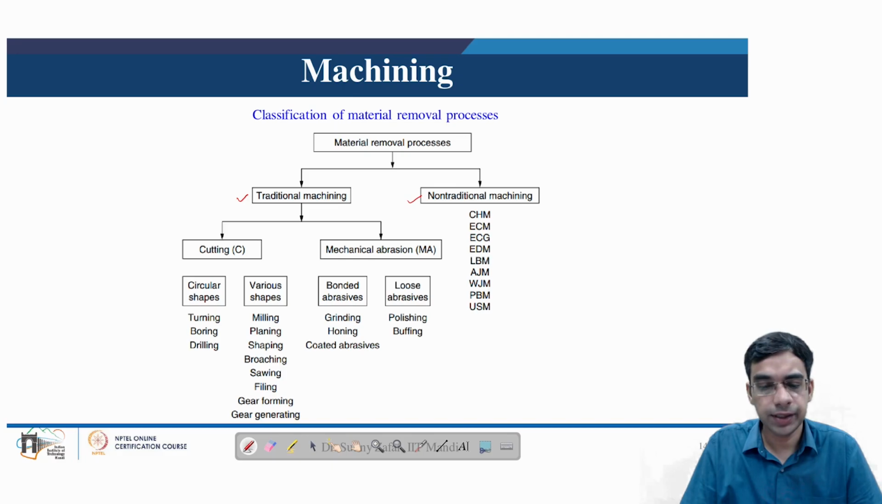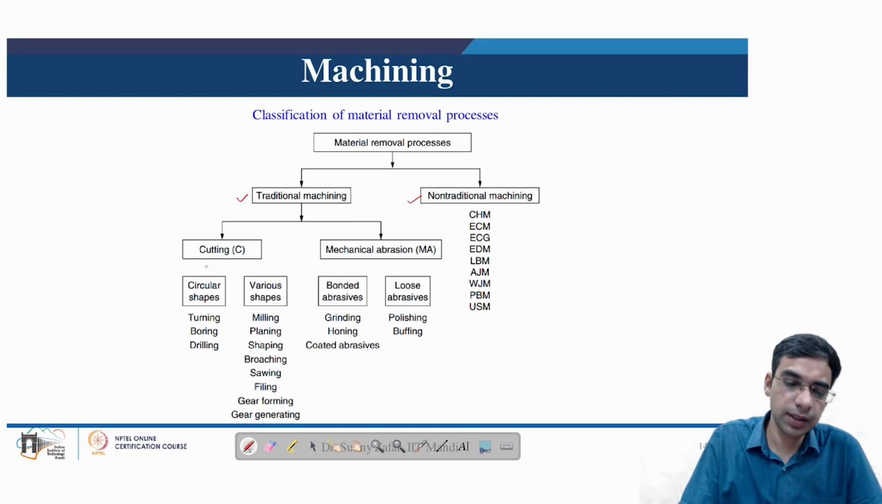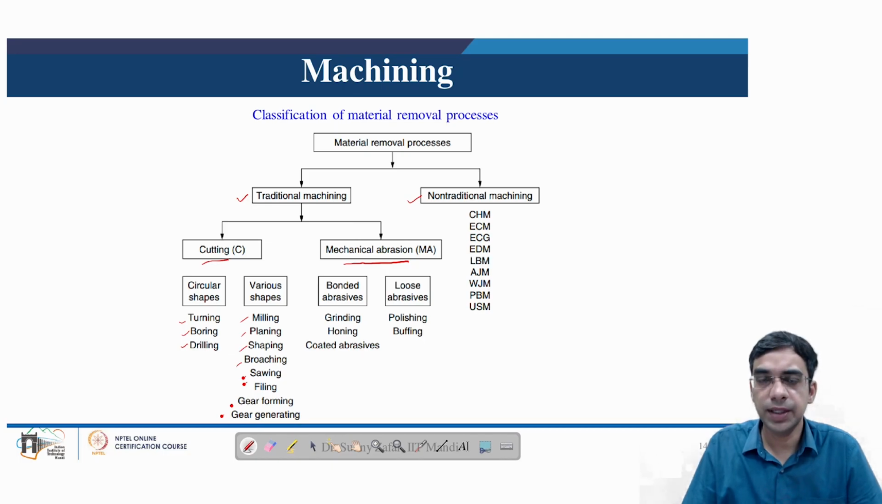In traditional machining, we know that there is a physical contact between a cutting tool and the workpiece, and because of the inherent high hardness of the tool, material removal takes place from the workpiece. So all the conventional machining processes are further classified based on cutting or mechanical abrasion. In cutting, we can have different processes for circular shapes, which include turning, boring, drilling, and for all other shapes, we can have milling, planing, shaping, broaching, sawing, filing, gear forming, gear generation. Mechanical abrasion based processes are primarily focused on improving the surface finish, which utilize either bonded abrasives or loose abrasives, where grinding and honing come in the category of bonded abrasives, while loose abrasives involve the use of polishing and buffing.